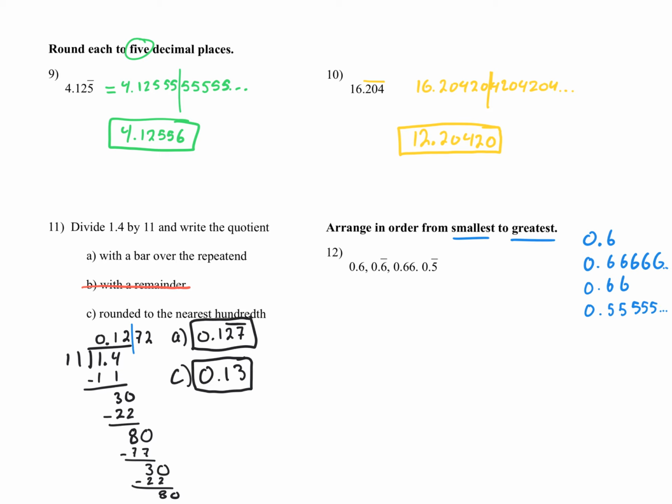0.55555, and so on. So to see which one is the largest, we start as far left as we can. Notice all of these are the same. Since all of those are the same, we need to go to the next one. We're looking for the smallest one. The next number here is all 6s, except for this last one, which is a 5. So since 6 is larger than 5, this one is going to be my smallest number. So I'm going to go ahead and write that one first because it says from smallest to largest. So 0.5 repeating is going to be my smallest one.